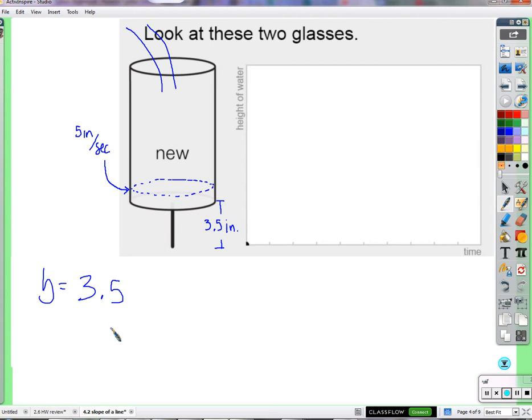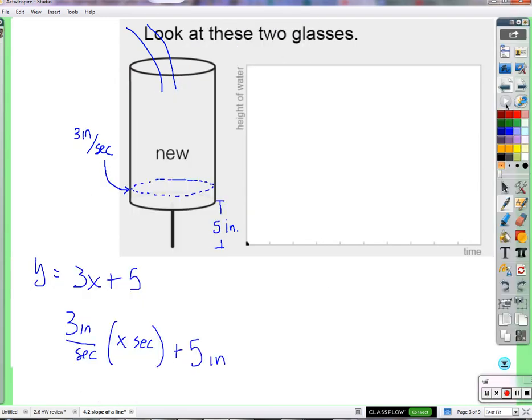We fill it with water, the height goes up. So it goes up, it gets bigger, it increases by how much? 5 inches. Right? Every second. So 5 times the number of seconds. If it's going for 1 second, it goes up 5 inches. It goes for 2 seconds, it goes up 10 inches. It goes up 3 seconds, it goes up 15 inches. You know, that's added to the original 3.5 inches.